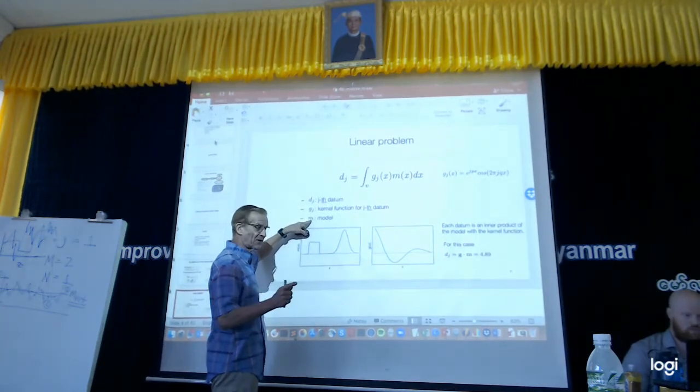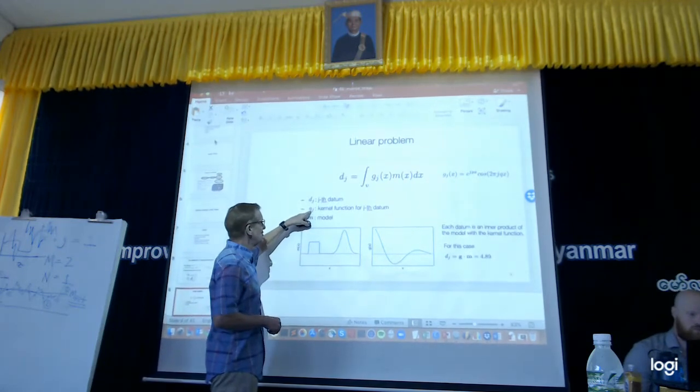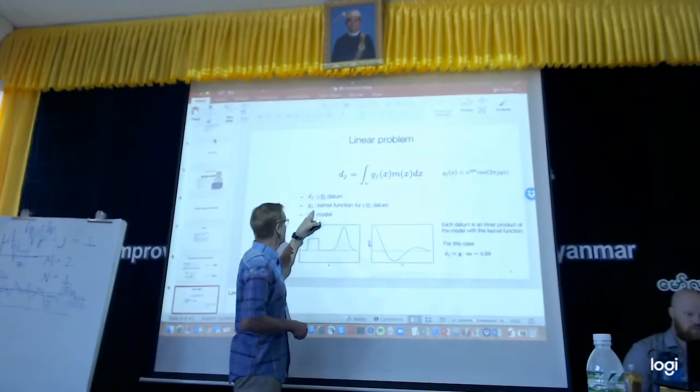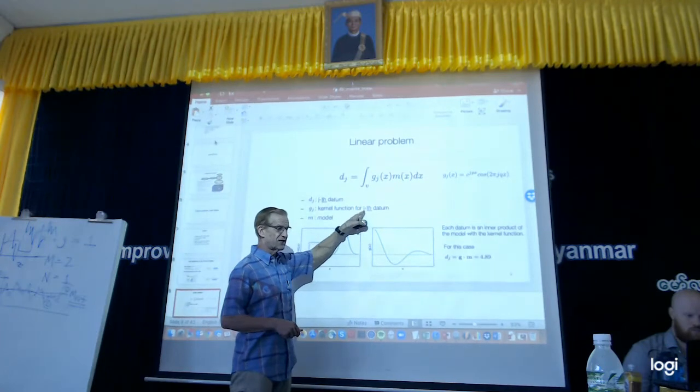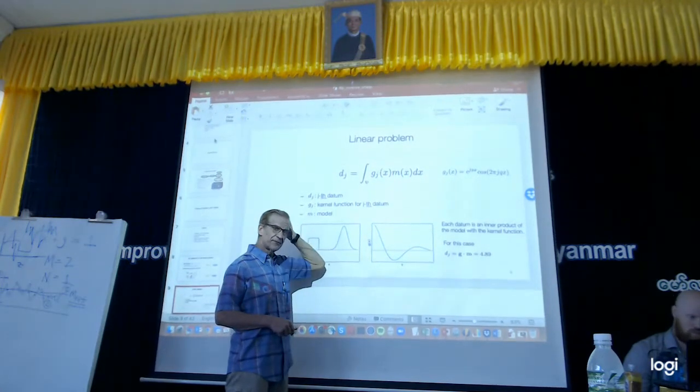M is the model. And G is the kernel function. G sub J is the kernel function for the jth datum.